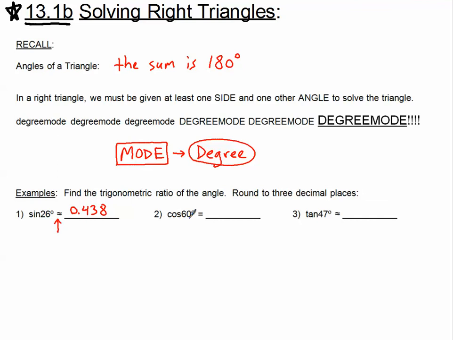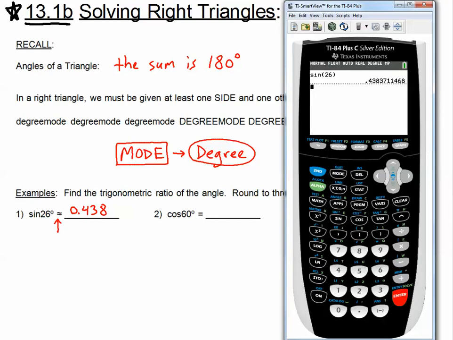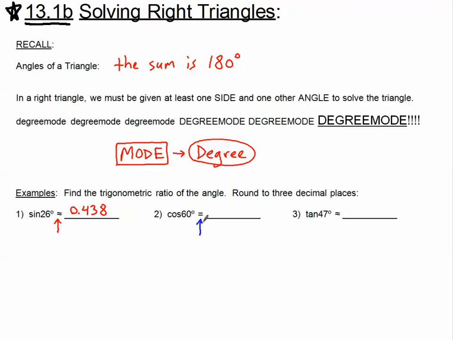Next, cosine of 60 degrees. This is now my cosine button right here. I'll put my 60 degrees in parentheses and I'll push enter. This time I get exactly 0.5. So I can use my equal sign, 0.5. Or if you want to, write it as a fraction, it's equal to 1/2.